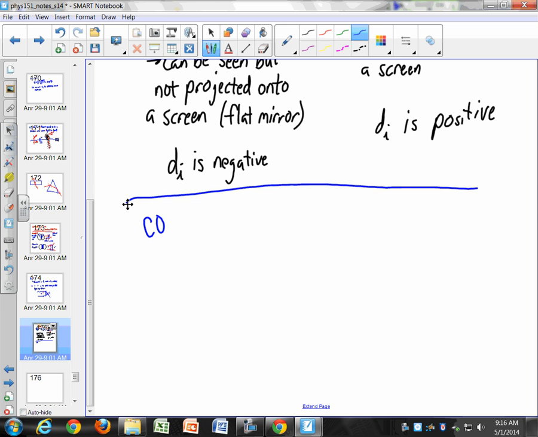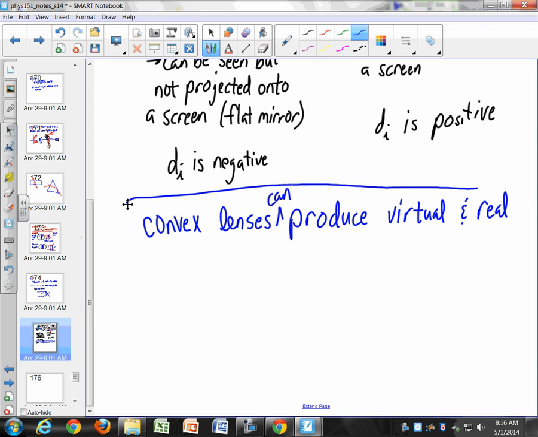Convex lenses produce both virtual and real images. For the virtual, if this is my lens, these are my focal points, the object is right there. So it's inside the focal point. That's like the magnifying glass. You have to hold the object up close to your magnifying glass for it to produce this bigger image.